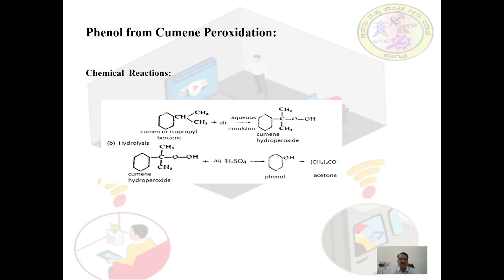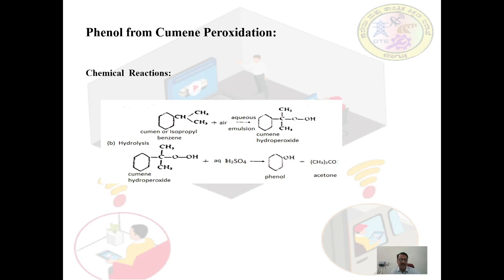The reactions are, you can see the reaction: cumene or isopropyl benzene is oxidized in presence of aqueous emulsion in air, gives cumene hydroperoxide. This cumene hydroperoxide is then subjected to hydrolysis in presence of sulfuric acid, which gives you phenol and acetone. Here acetone is obtained as a byproduct.